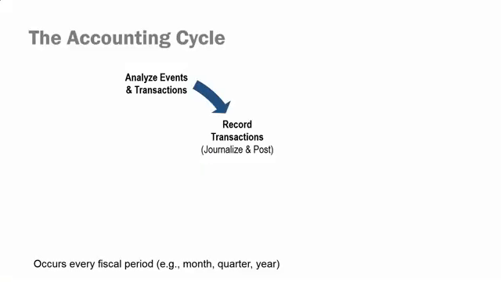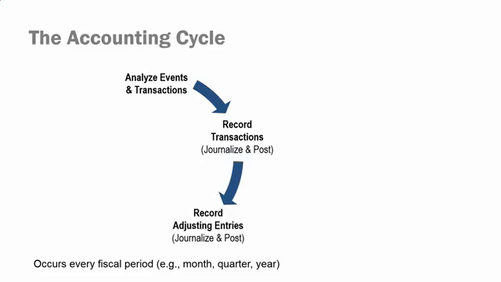Let's talk about the steps in this accounting cycle. The first thing a company does in the accounting cycle is to analyze all the events and transactions that have happened during the accounting period. Let's use a year as an example of our accounting period. And then record those in the books. We call that journalize and post.